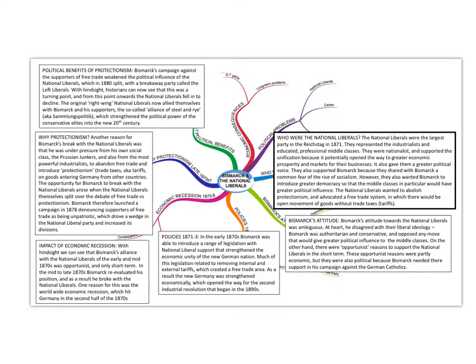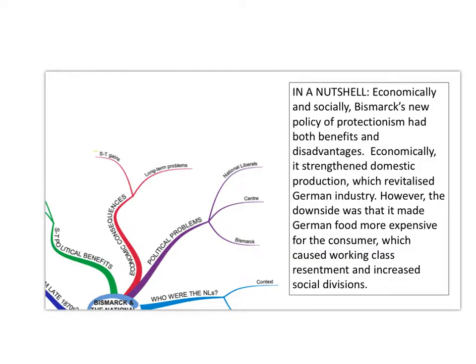Okay, so we've covered that. Now we move into the final strand, which is the economic consequences and the political problems. Okay, so in a nutshell, economically and socially, Bismarck's new policy of protectionism had both benefits and disadvantages. Okay, economically, it definitely strengthened domestic production. It revitalised German industry. There was less competition from abroad.